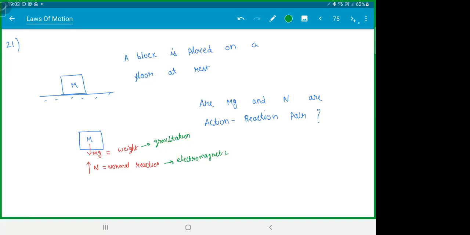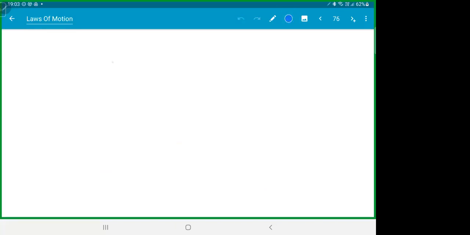Yeah, right, Neil. So this is what is happening. When you wrote this weight mg, Earth is also there now. Think about it. Who is attracting the block? The Earth. In return, the block will attract the Earth upward, isn't it? This is a force on the Earth due to the block.